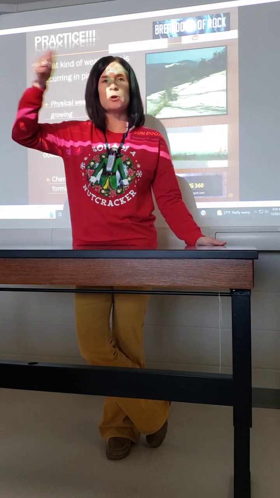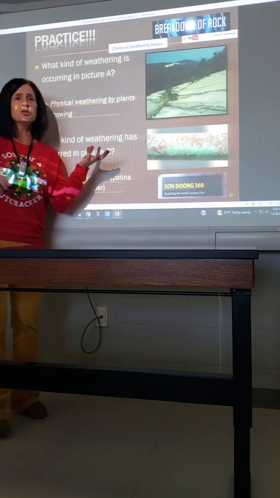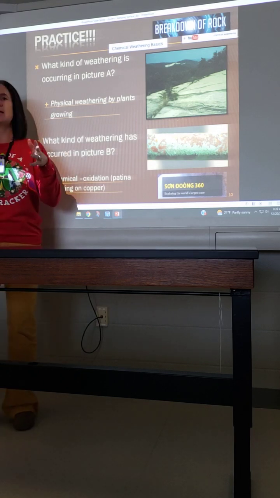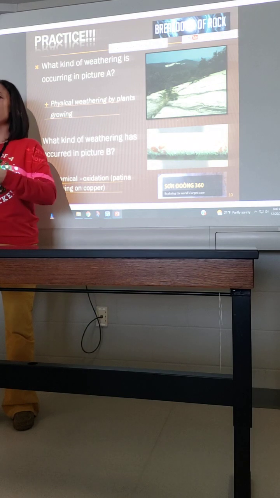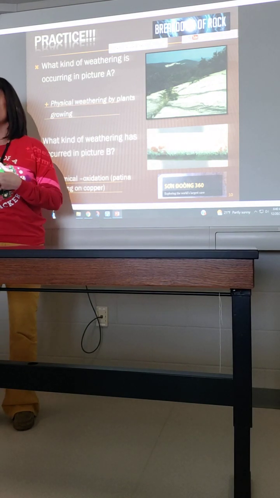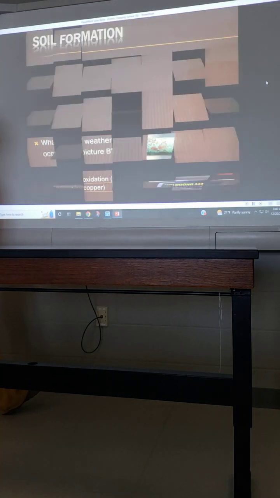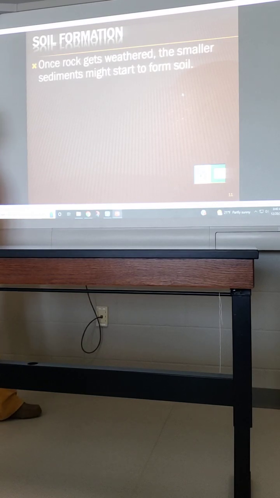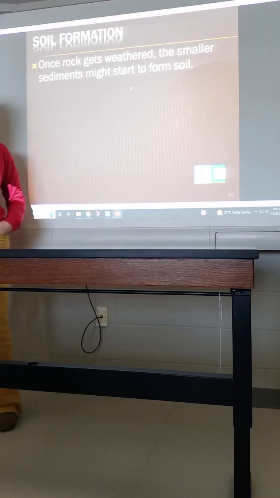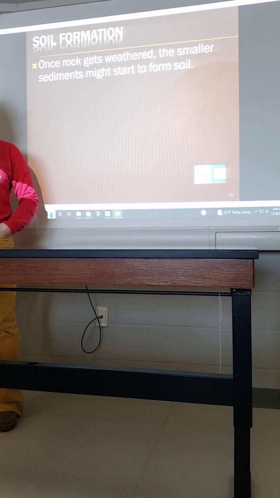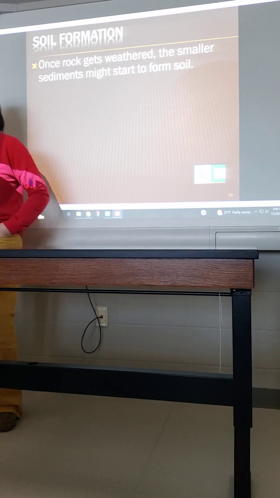So we looked at the broken into pieces. When we see things that are getting broken into pieces, the chemical weathering can maybe soften things or loosen things up, and then it allows those physical agents of weathering to come in and break them apart even more. And that leads us to soil formation. So once rock gets weathered, the smaller sediments might start to form into soil. So in our soil, there are bits and pieces of rock. There obviously is also organic matter, but this is a slow, long process, all right?